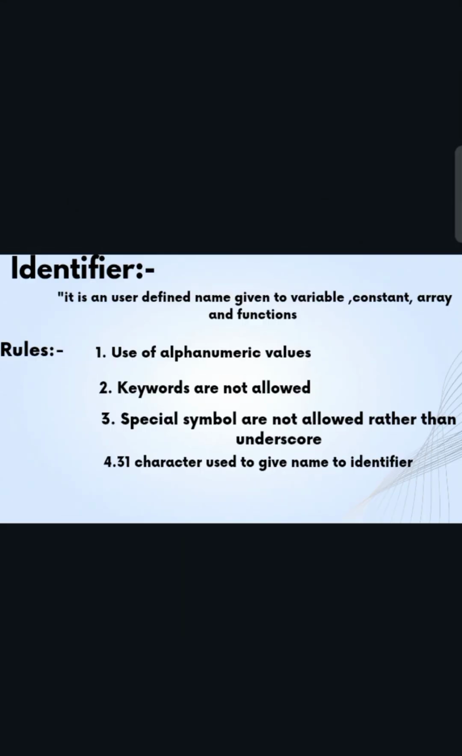The first rule is to start the identifier with an alphabet, not an integer, otherwise it gives an error. So we cannot use a digit at the start of the identifier. We cannot use keywords as an identifier name, or any special symbol other than the underscore. These are some rules while writing an identifier. Examples are age, score and marks.